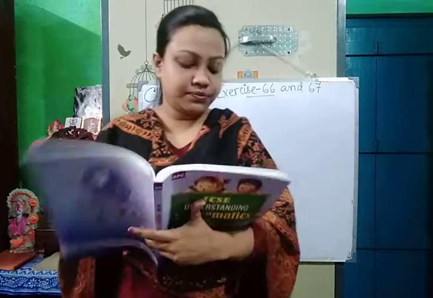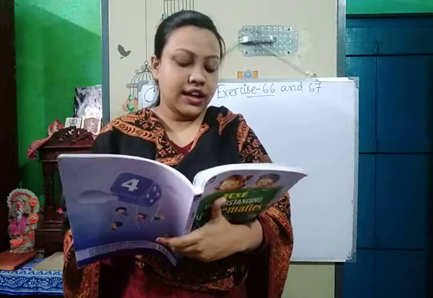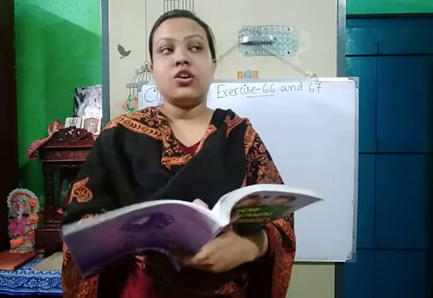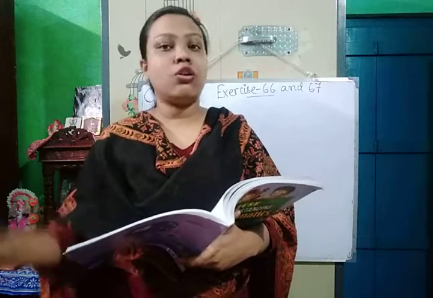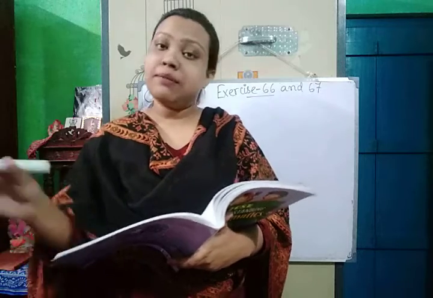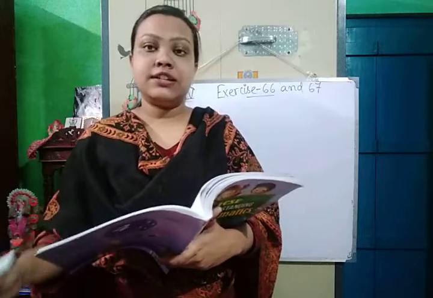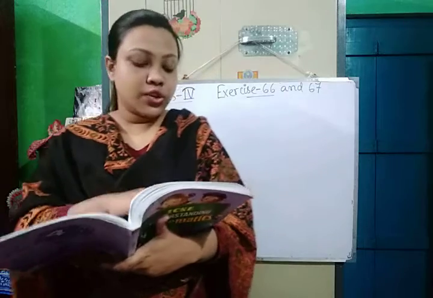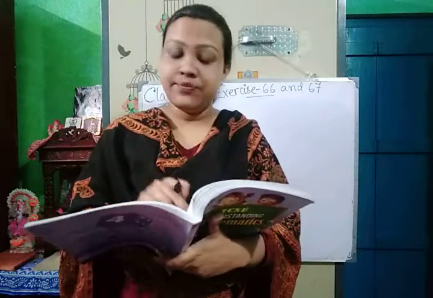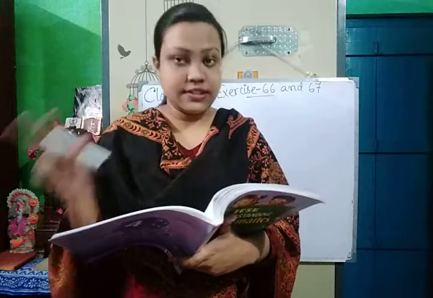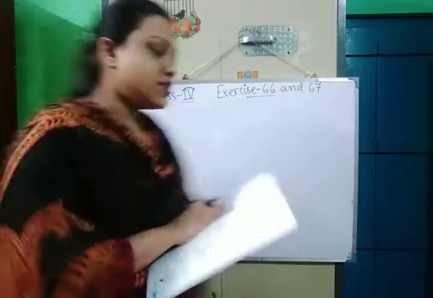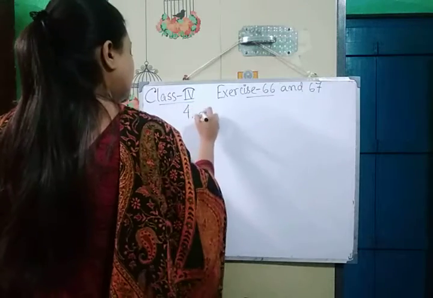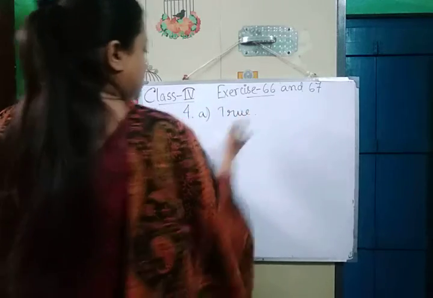True or false: two lines in a plane are either intersecting or parallel. If two lines are in a plane, then they are either parallel or intersecting. But if it is not mentioned that they are in a plane, then it is not true that they will be either intersecting or parallel. Here it is mentioned that they are in a plane, so they will be either intersecting or parallel. So it's true. Question 4A is a true statement.